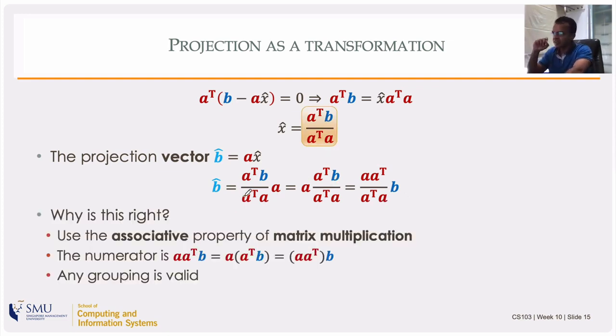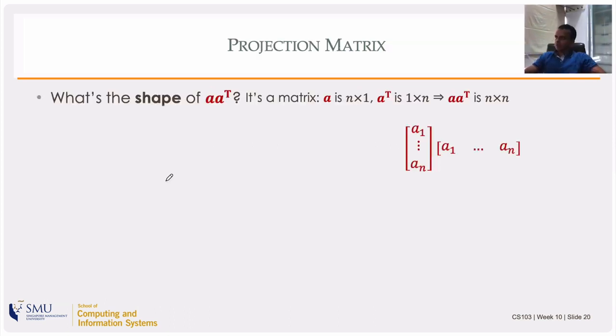So now, how could I write these things? Because I have the associative property of matrix multiplication, I can group them in any way I want, and do any multiplication first. A A transpose B is the same as A times A transpose B, and any grouping is valid. And if there is a scalar multiplication, I can always move that scalar around. So all those things are fine. So we came up with the projection as A A transpose divided by A transpose A.